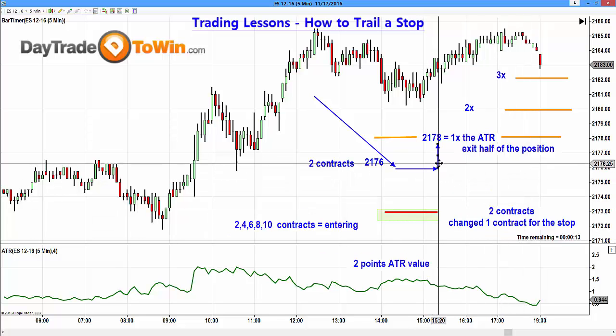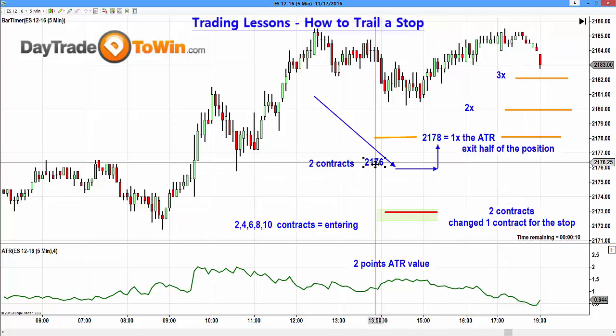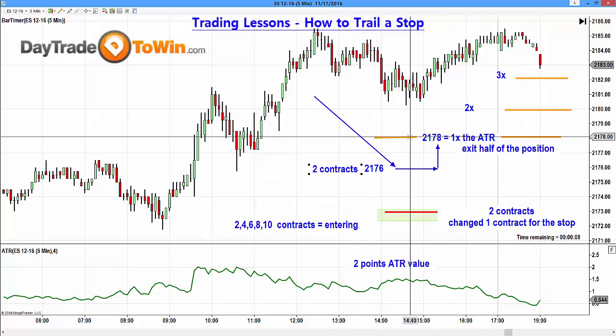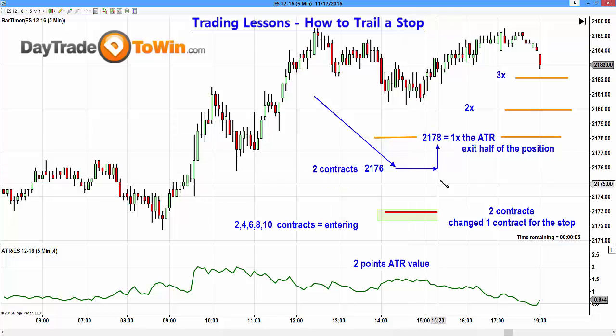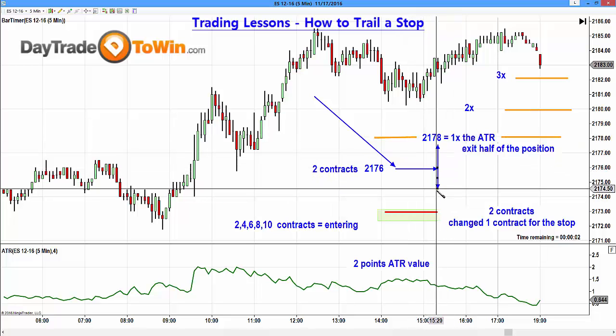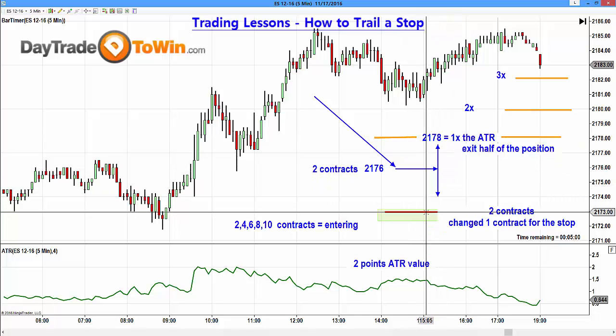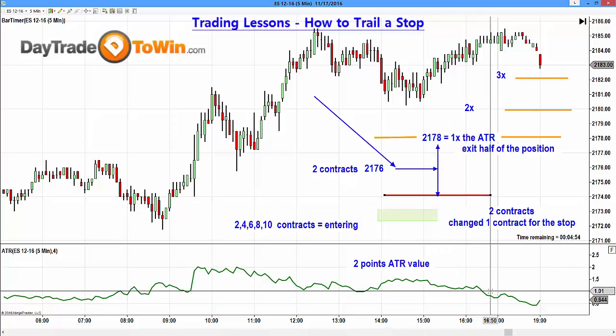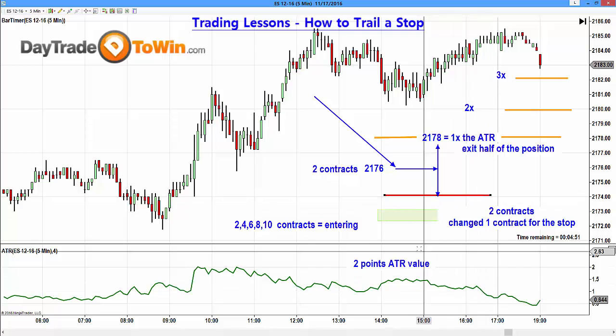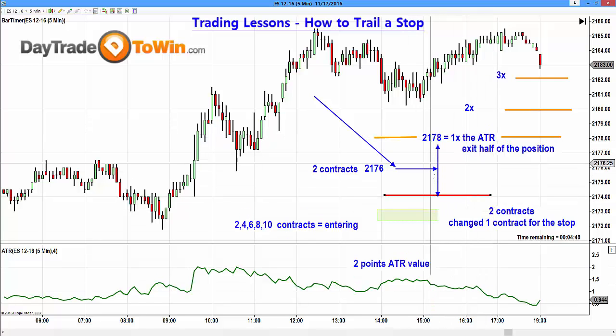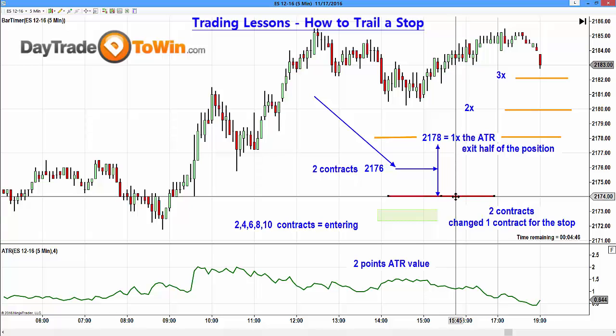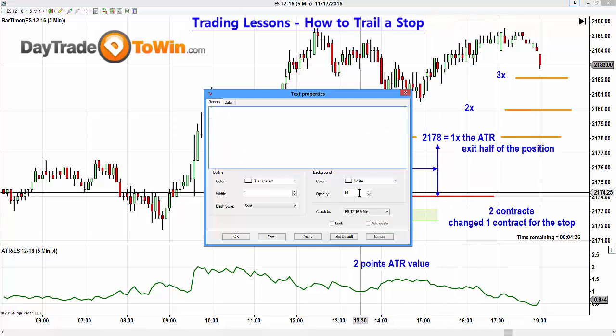Now if you made 2 points from 2176 to 2178 and you took half off, the stop is now going to be updated on this 1 remaining contract, half of your position. It's going to be updated to equal the profit you made. So if you made 2 points, you're going to put your stop at where you entered minus 2 points. So in this case, 2174 becomes your stop, 2 points from where you entered.